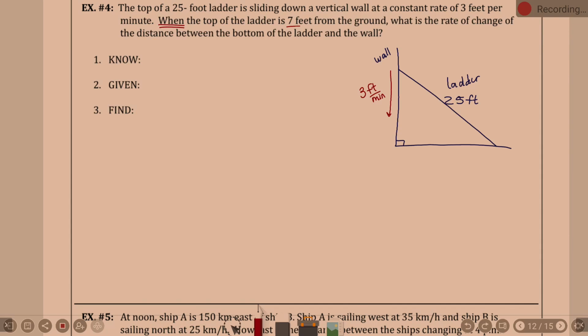What are they asking us to find? What is the rate of change of the distance between the bottom of the ladder and the wall? So what are they asking us to find here? The distance between the bottom of the ladder and the wall. So now we're looking at, as my ladder scoots farther to the right, as the bottom scoots farther to the right, we're being asked to find that change. Does that make sense?